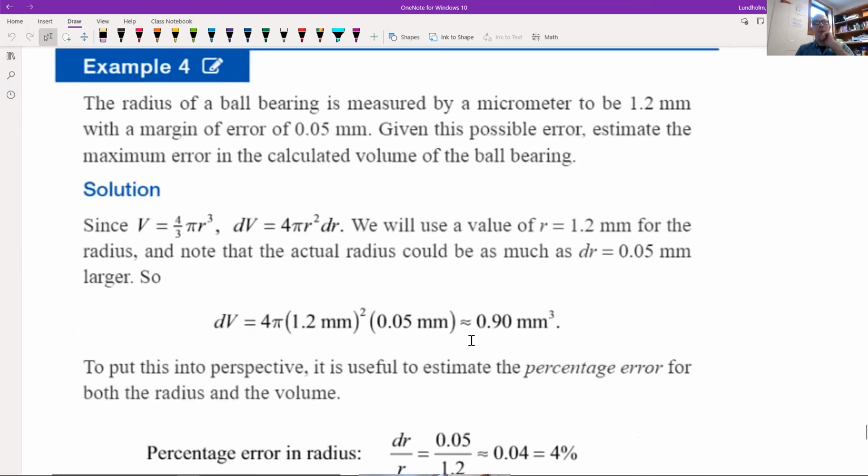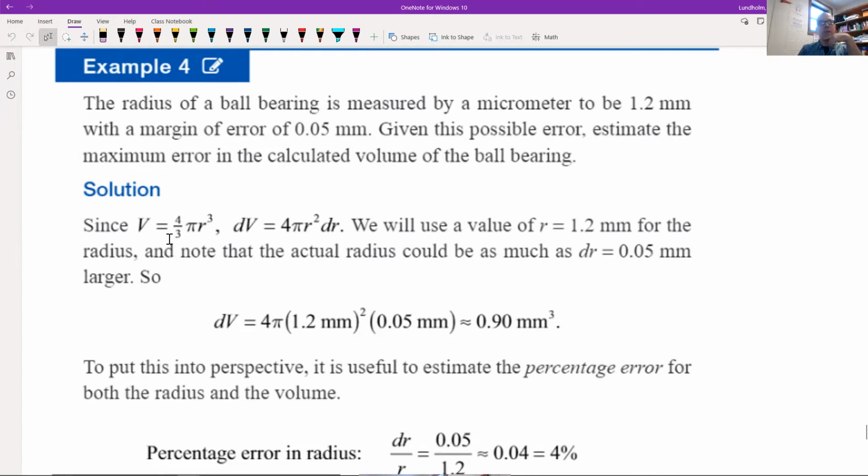All right, example number 4 again is playing with inputs and outputs. Here we have the radius of a ball bearing. It's measured by micrometer to be 1.2 millimeters with a margin of error of 5/100ths of a millimeter. Given this possible error, estimate the maximum error in the calculated volume of the ball bearing. I chose just to leave the solution here and we could talk through it. Since we're looking at the error in the calculated volume, we use the volume formula.